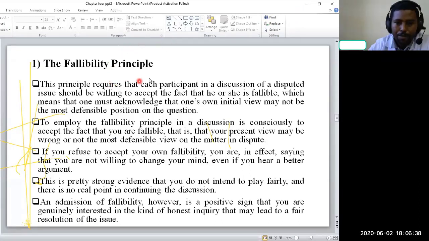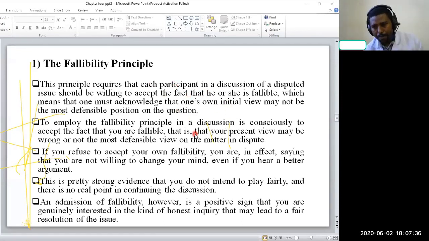In this principle, as an arguer, we must acknowledge and understand that our initial view or perspective may not be the most defensible position on a certain question or in a certain discussion. We must first understand that our perspective may not be acceptable and may not be the right one. We may make false statements, and as a result, we may construct a false argument. We must accept this first.